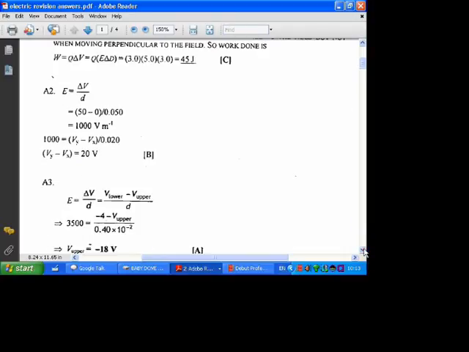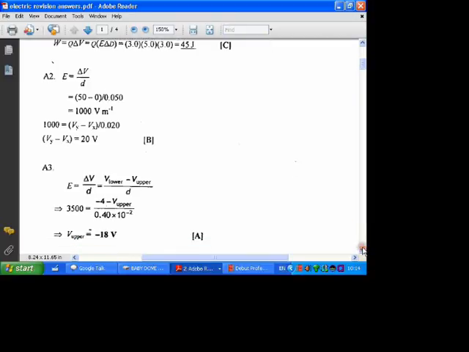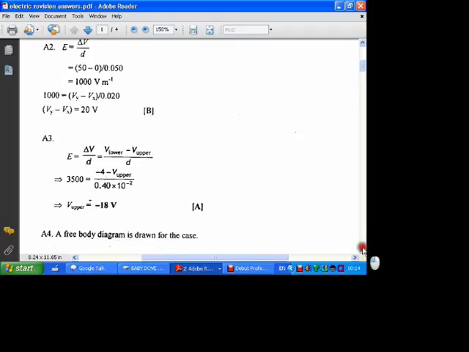Now, applying delta V over D, you find that the lower plate is actually of a higher potential, because they said that the electric field strength 3500 volts per meter is pointing upwards. So you have to know that electric field points from higher to lower potential. So the lower plate must be of a higher potential. So higher potential minus the lower potential, which is the upper plate, divided by D will give you the electric field. This will give you the potential of the upper plate being minus 18 volts.